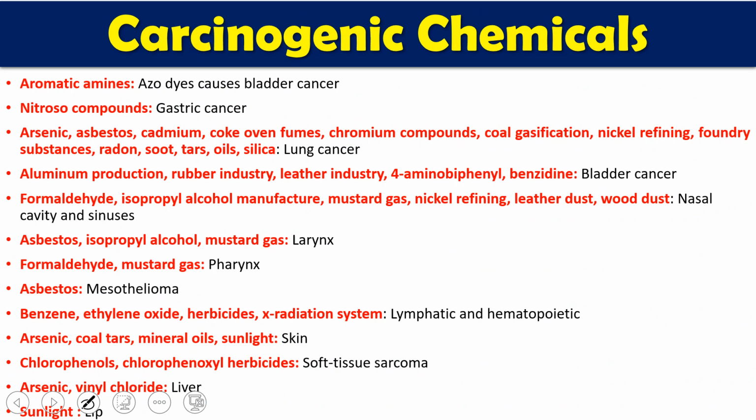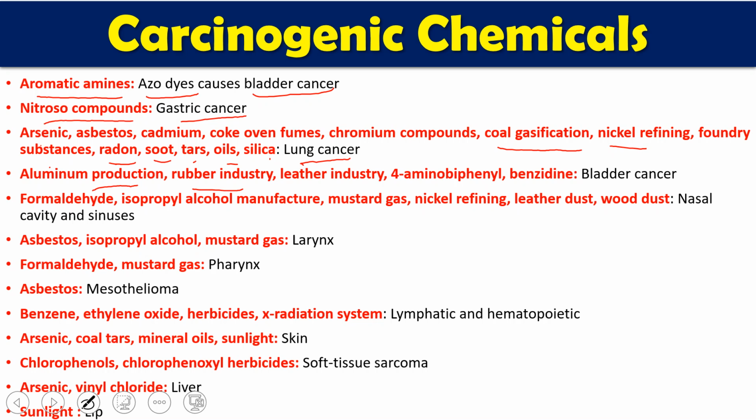Like when we are talking about aromatic amines, there we have azo dyes. These normally lead to bladder cancer. Nitroso compounds lead to gastric cancers. Arsenic, asbestos, cadmium, coke oven fumes, chromium compounds, coal gasification, nickel, foundry substances, radon, radioactive substances, soot, tar, oil, silica: these are normally going to cause lung cancers.